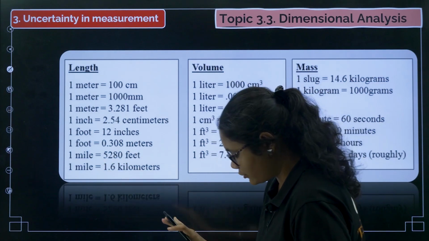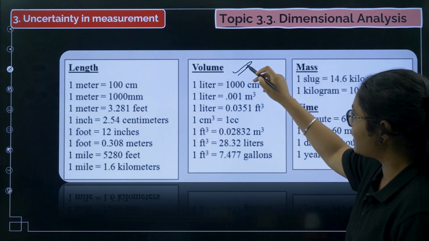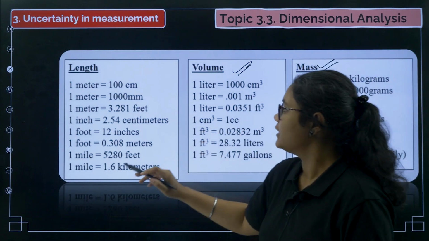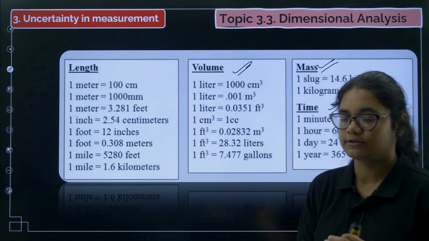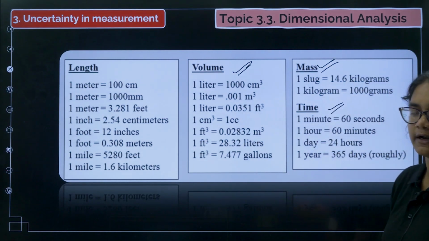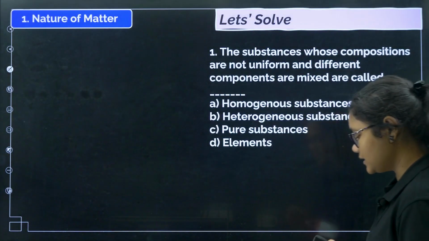So you can take a screenshot of this. This will be very useful, especially this volume part is very important, mass is important, time most of you will be knowing. So these unit conversions you can take a screenshot of and then use while doing the calculation. That is what is called dimensional analysis. Now we will go to practice some questions.